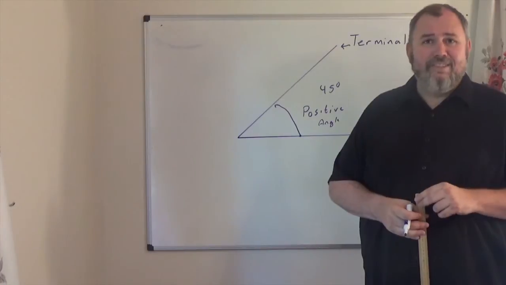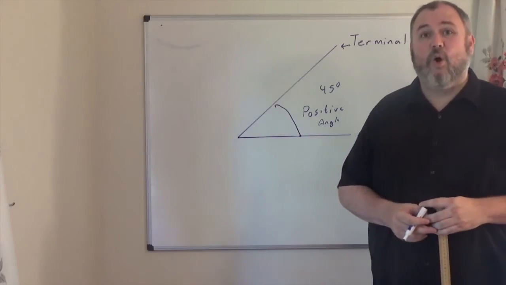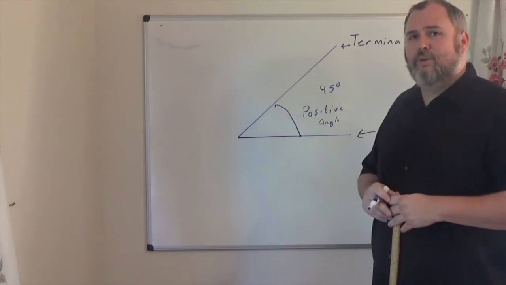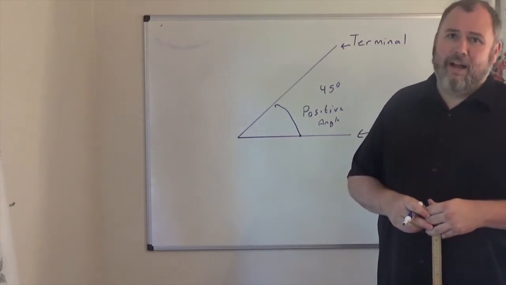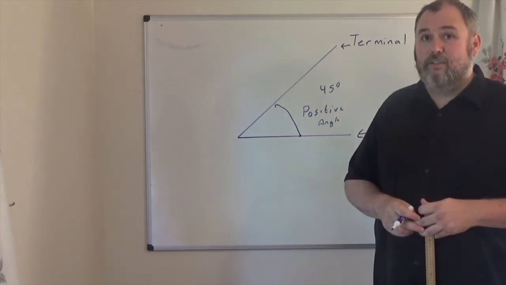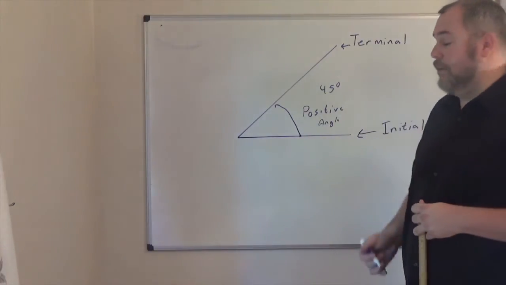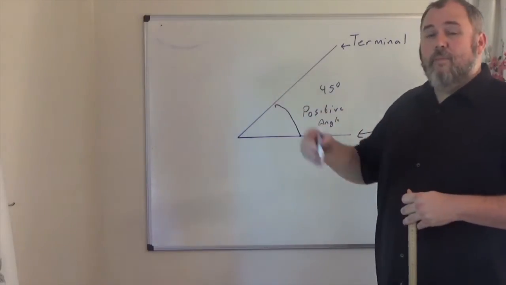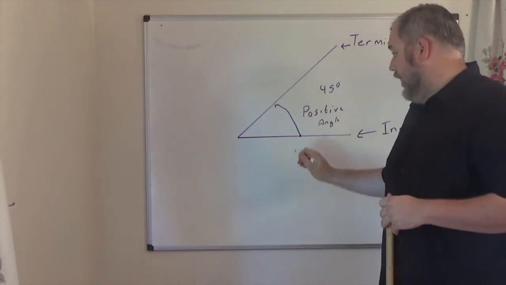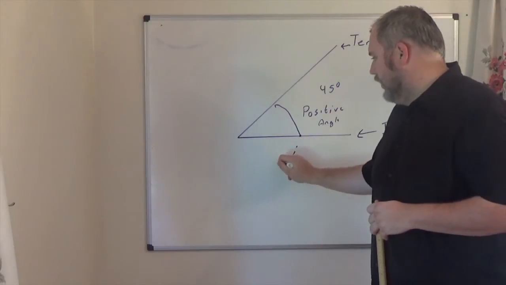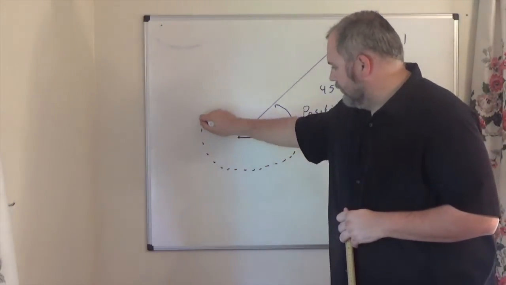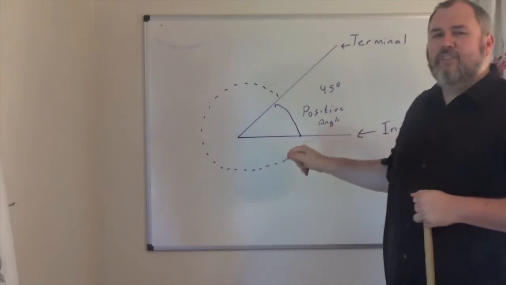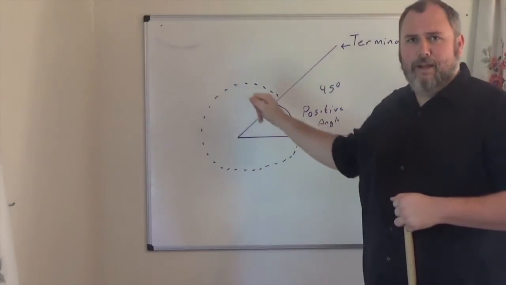However, sometimes we like to do things the hard way. This time I went in a positive direction to get positive 45. But what if I didn't want to go positively? What if I wanted to do things backwards? Well, we can. This was my initial starting point. Here's my terminal, but I can go a different direction. I can actually go this direction. I'll do it with dots this time. Look at what I did. I went backwards.